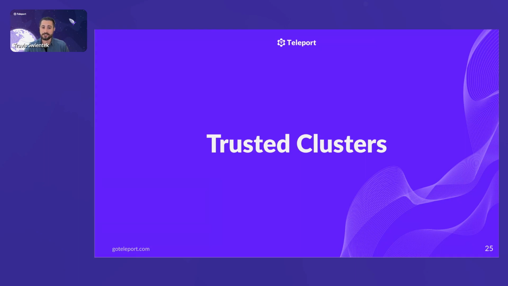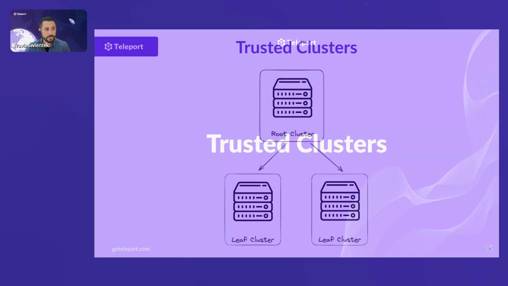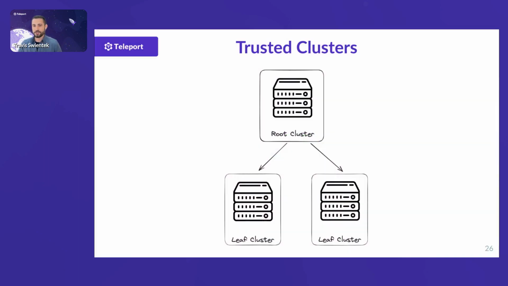So trusted clusters allow two or more independent Teleport clusters to establish trust between the two. So with this feature, there's two new terms that we need to talk about. One is root cluster, and two is leaf cluster. Both root and leaf clusters are fully independent Teleport clusters. But a root cluster acts as sort of that highest level entry point. So in this diagram, I've got the root cluster at the top. Now, if I want to log into a leaf cluster, I can do so.